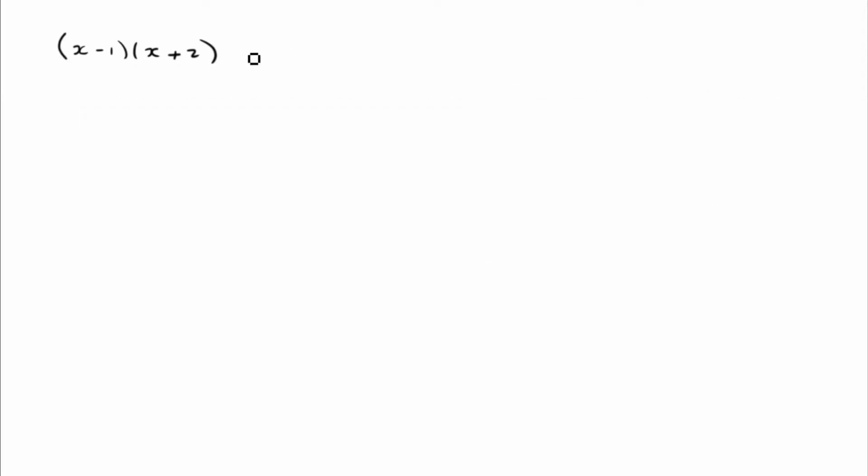We have seen how to expand expressions like this. We would end up with x squared plus 2x subtract x subtract 2, which we can simplify to x squared plus x subtract 2. Expanding these brackets has turned out to be a pretty straightforward process. But suppose that we were starting with the expanded form and needed to put this back into its brackets. In other words, suppose we needed to factorize this expression. That presents a few extra challenges.